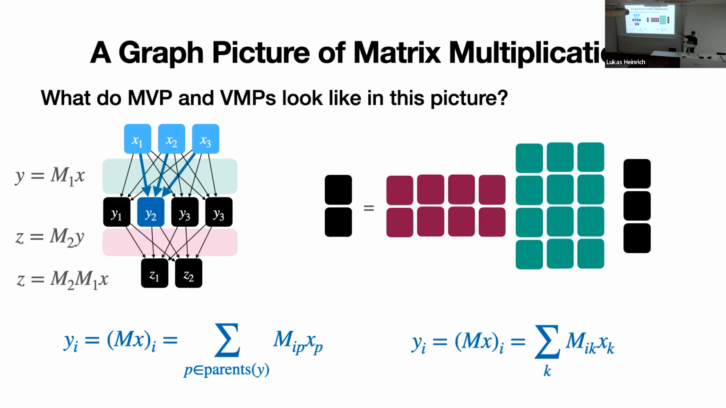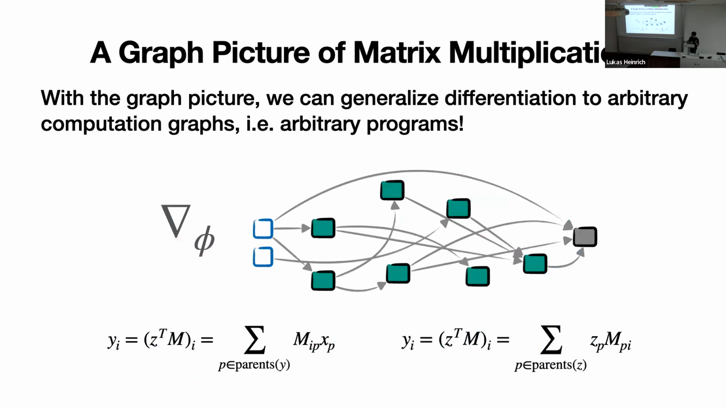We now formulated this idea of a matrix vector product in a way that only talks about the graph, and it doesn't talk about matrices anymore. Even though we might still call it matrix vector product, there's no matrix anymore anywhere, right? Okay, so then with this graph picture, we can generalize all of the stuff that we've done with differentiation and forward and backward and so on. We can basically generalize this to arbitrary computation graphs.